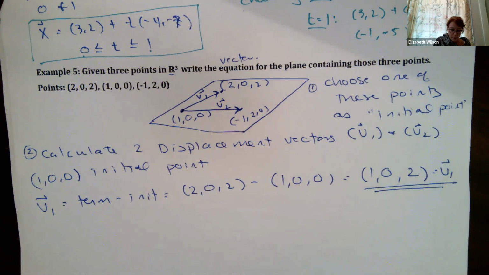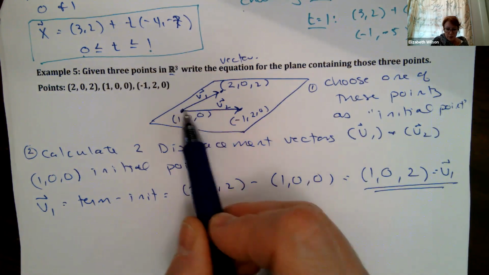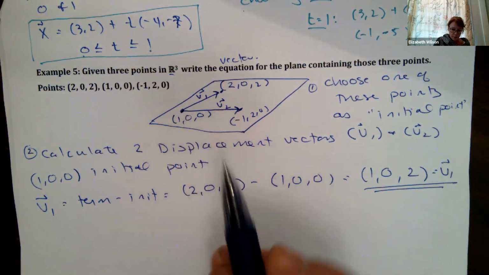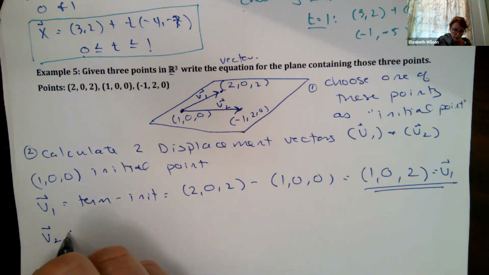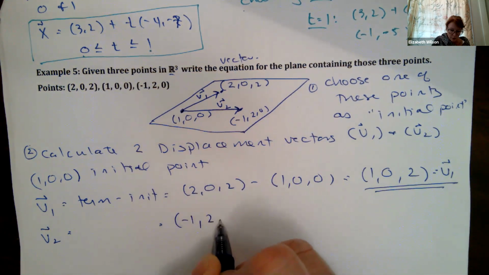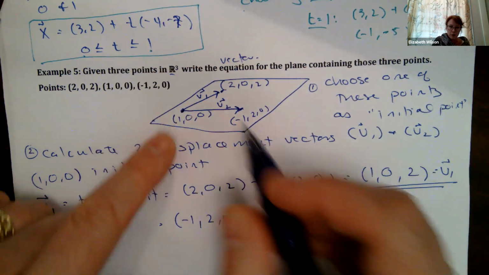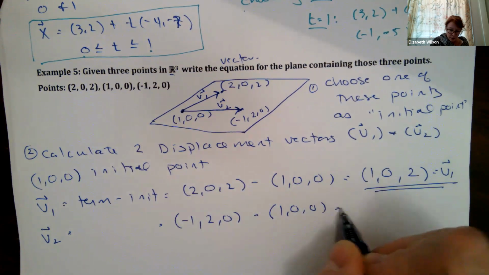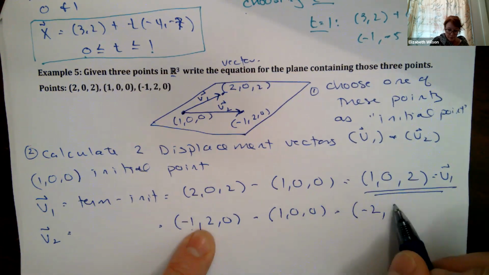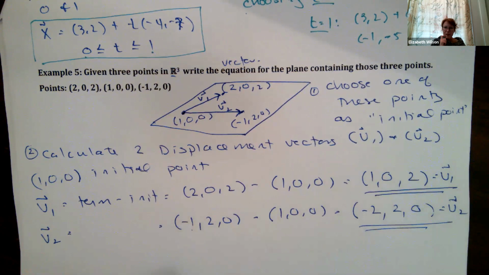Okay. Now remember, I want these displacement vectors to intersect each other, so I'm going to choose the same initial point. So this is the first displacement vector, this is the second displacement vector. Okay, so terminal minus initial, so my terminal point is -1, 2, 0, right here in this spot, minus 1, 0, 0, the same initial point that we had on the other one. Okay, so I'm going to go -1 minus 1, so that's -2, 2 minus 0, 0 minus 0. Now I have V1 and V2.